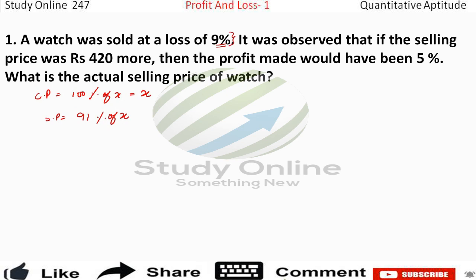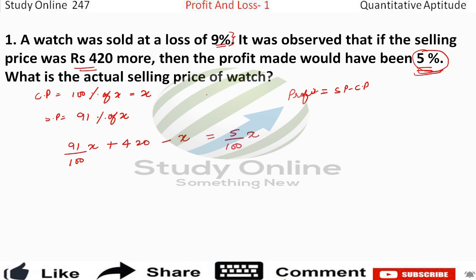Okay. Now if the selling price was 420 more, we are going to add, we can write it as 91 upon 100 X plus 420 to the selling price. If the selling price is 420 more, then the profit would have been 5%. So we all know profit is equal to selling price minus cost price. So selling price is this and cost price is X. Selling price minus cost price is equal to profit. So here the profit is 5%. It is 5% of what? Profit is always on cost price. So the profit is 5% of X, so it is 5 upon 100 of X.